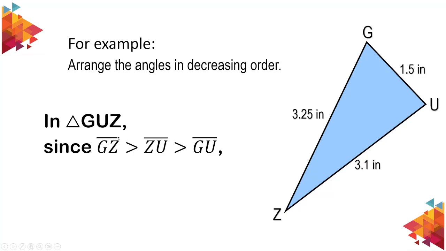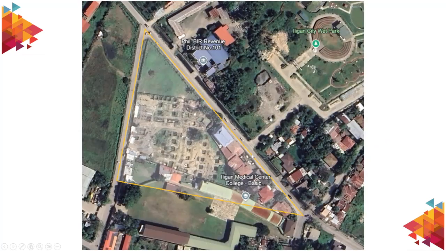So from here, what's the missing letter? U. Here G, and here is Z. So as simple as that, class, we have already arranged the angles in decreasing order. And right here we have a real life example. I used Google Earth here. How do you do this?